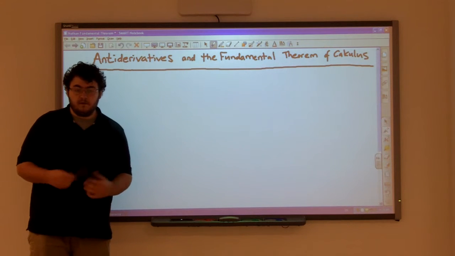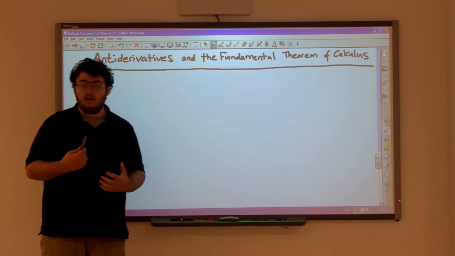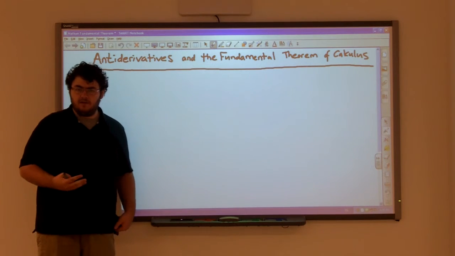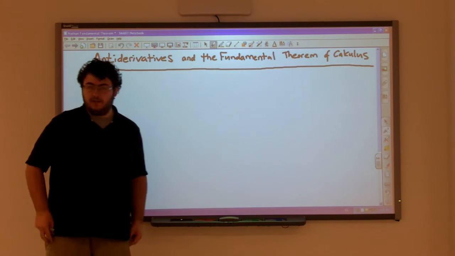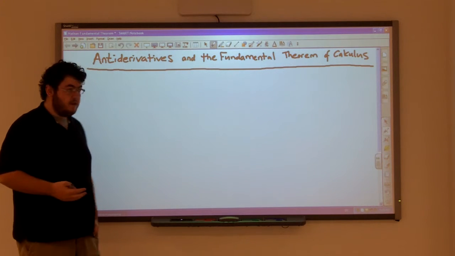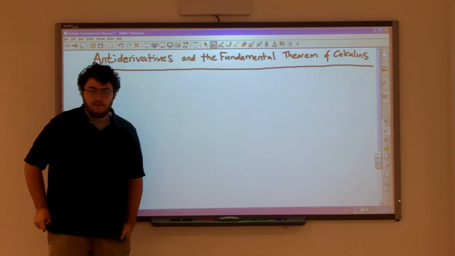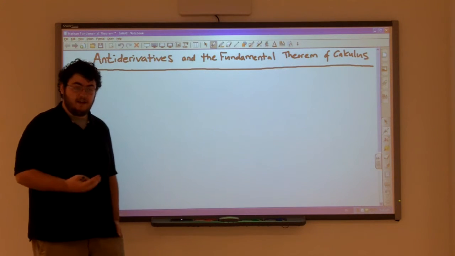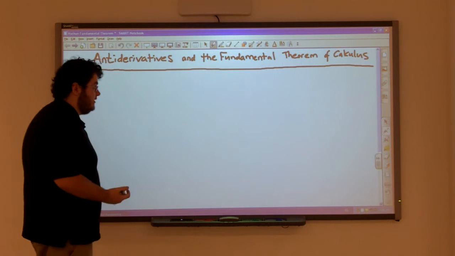Okay, so the first half of calculus as you've studied is all about what's called derivatives. That's the slope of tangent lines and how we can apply those to real-world problems involving rates of change. The second half of calculus involves what are called antiderivatives and the fundamental theorem of calculus. So before we move on to the fundamental theorem of calculus, we're going to study what are called antiderivatives. So what is an antiderivative?